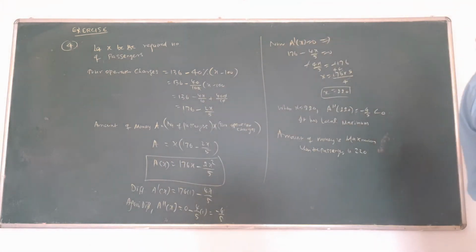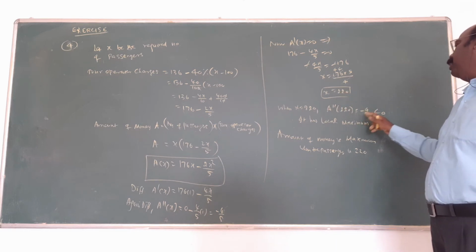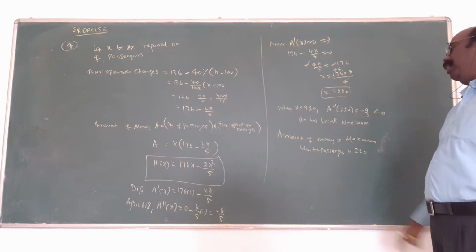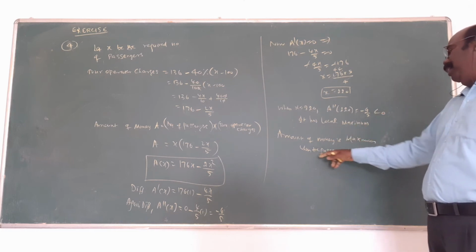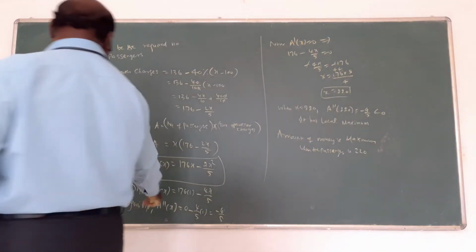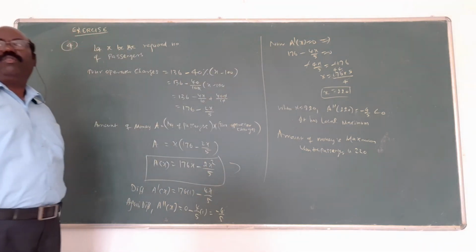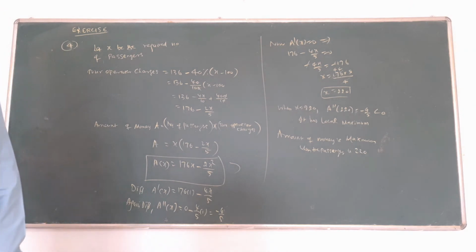So for maximum and minimum, what is the concept? First derivative, second derivative. Set the first derivative to 0 and you will find the x value. Substitute the x value into the second derivative. That is important. Here the second derivative has no x value, but there is a negative number, less than 0, so local maximum. The amount of money is maximum when the number of passengers is 220. That is the answer. When you form the equation, the remaining steps are all the same; only the equation depends on the question.